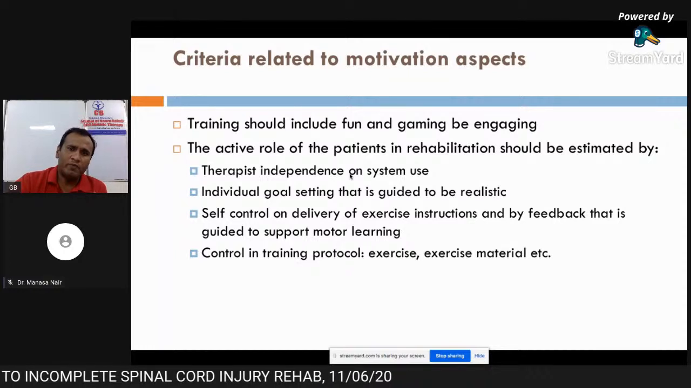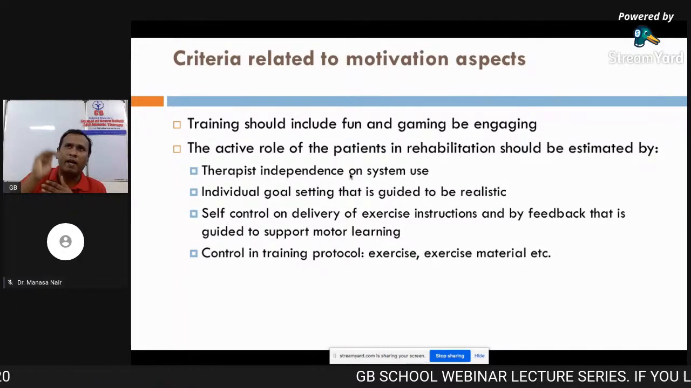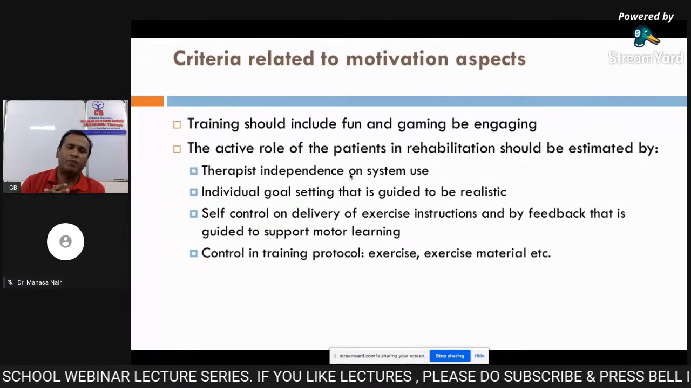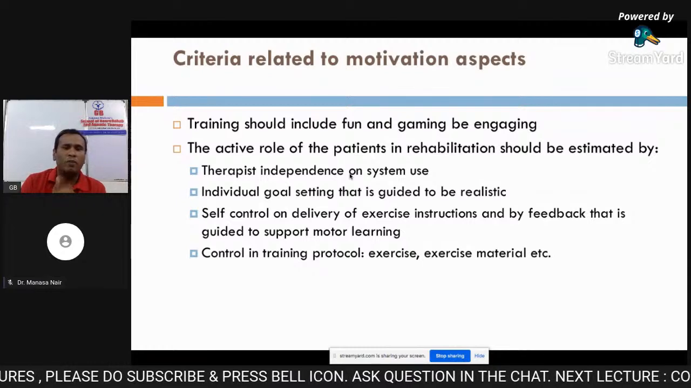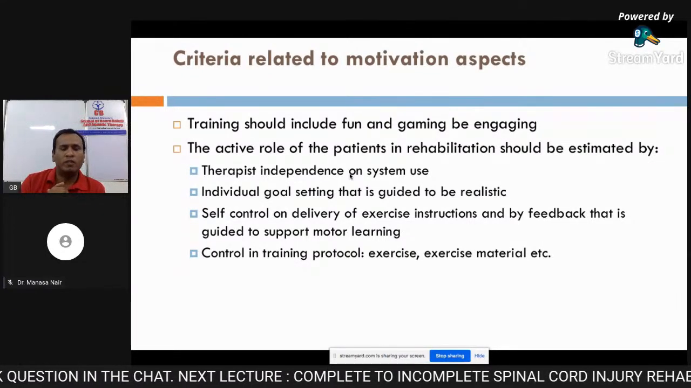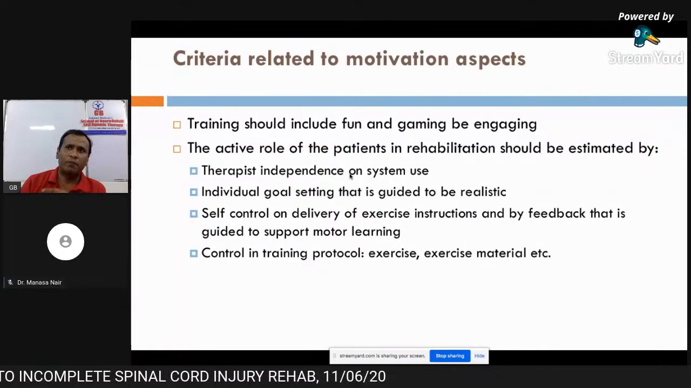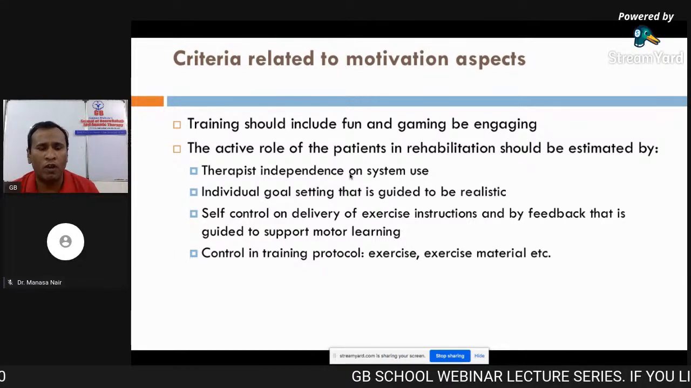So whenever you are setting a goal, whenever you are designing a game or a task, if the goal is too high and it is impossible for the person to achieve it, then the person doesn't get motivated and they lose interest very fast. So you need to design a goal which has to be realistic but still challenging. And while being challenging, he should still be engaged in the exercise program.